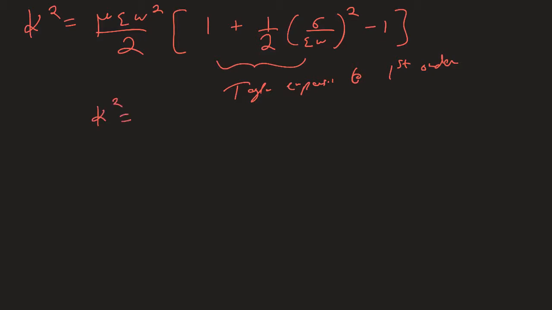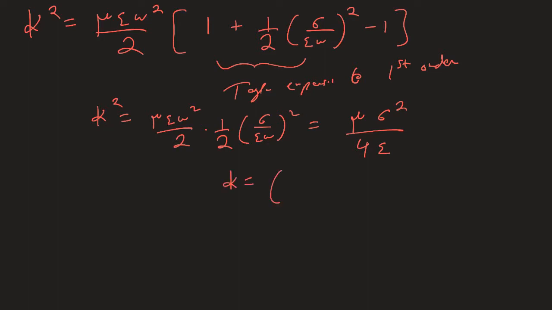Now under this approximation, kappa squared becomes equal to mu epsilon omega squared over 2 multiplied by 1 over 2 times sigma over epsilon omega whole squared. So this simplifies to mu sigma squared over 4 epsilon. So kappa is the square root of mu sigma squared over 4 epsilon.